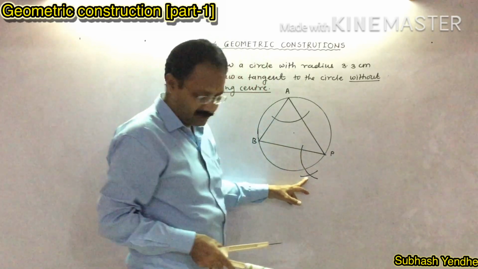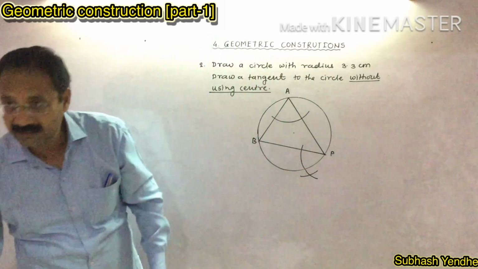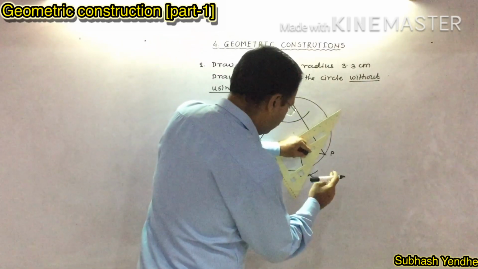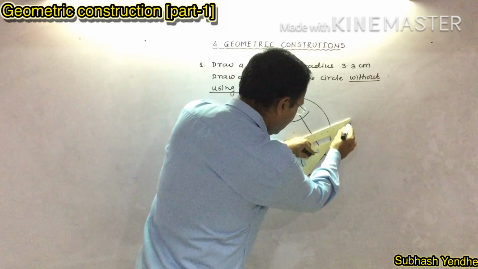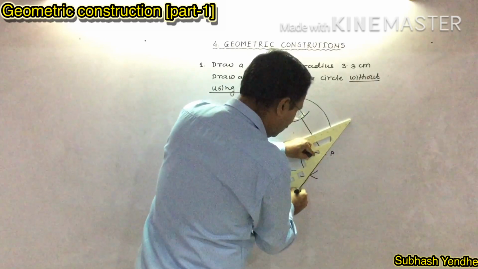So you get the intersection. Now join the intersection with the point P. So I am going to join these two. Then I will get a tangent.